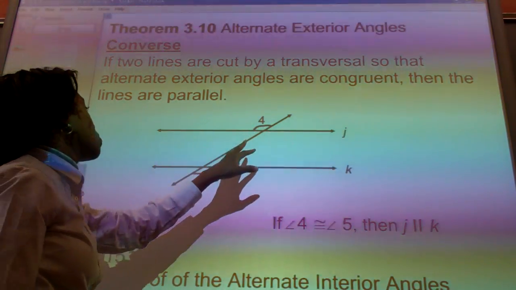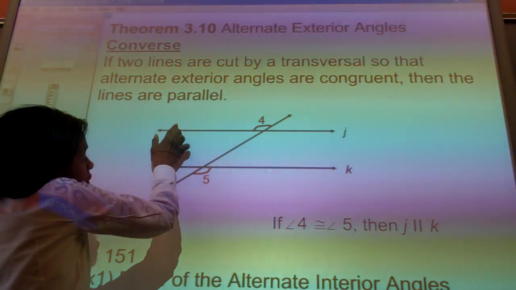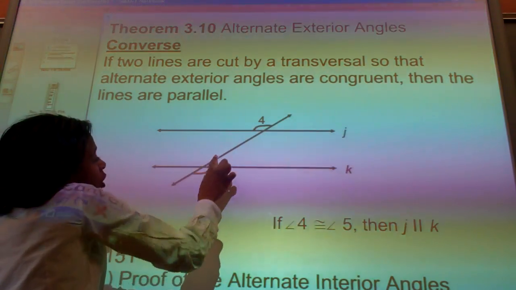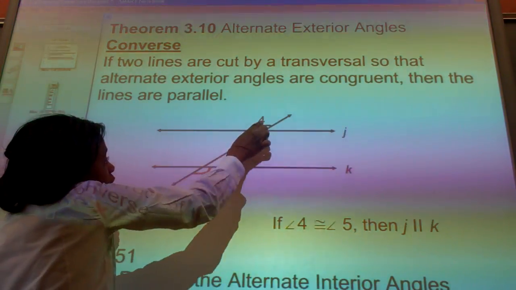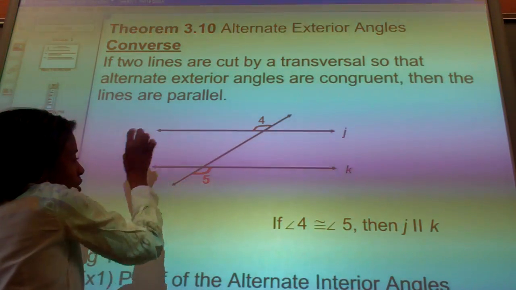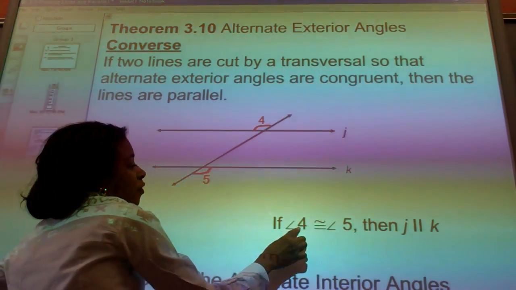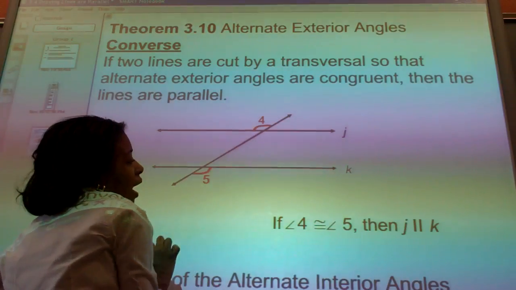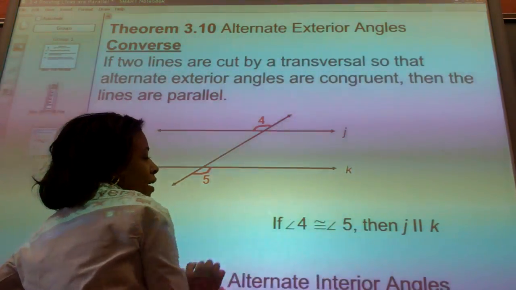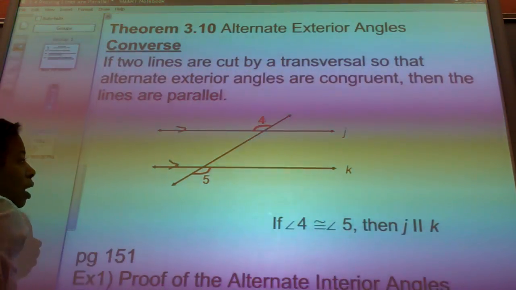In this particular case, what is being said is that if two lines are cut by a transversal, so if lines J and K are cut by a transversal, and the alternate exterior angles, angles 4 and 5, for example, are congruent, then you can assume that line J is parallel to line K. So if angle 4 is congruent to angle 5 by alternate exterior angles, then you can automatically say that line J is parallel to line K. And you can begin to mark your lines like such.